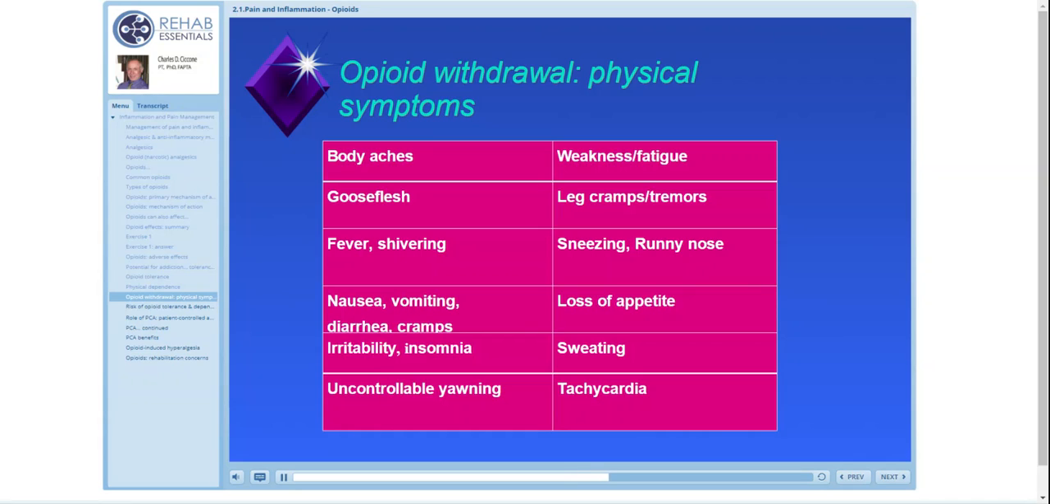But other things like fevers, sneezing, runny nose, some GI problems, nausea, cramping, vomiting, loss of appetite, obviously the irritability, I mentioned sweating, the yawning, and fast heart rate, tachycardia. Not fun, not pleasant symptoms, and as I said a minute ago, often peaking within a few hours after the last dose.